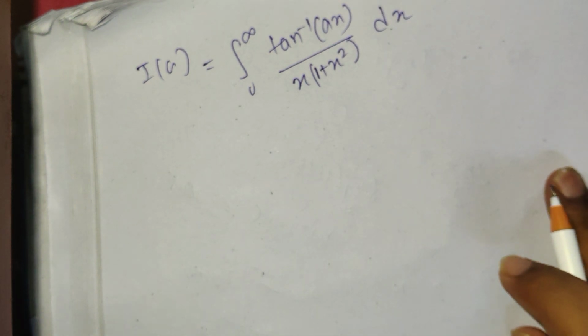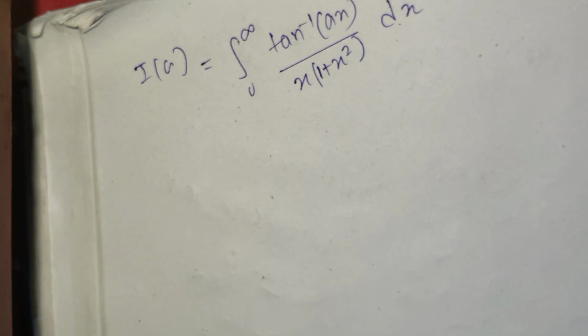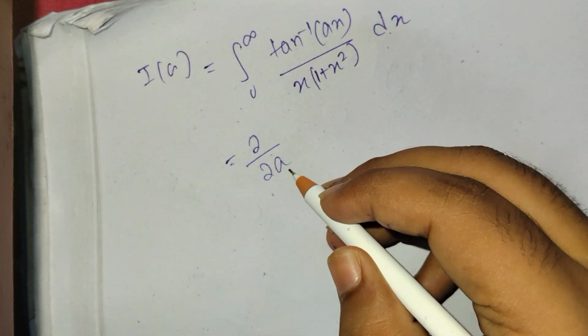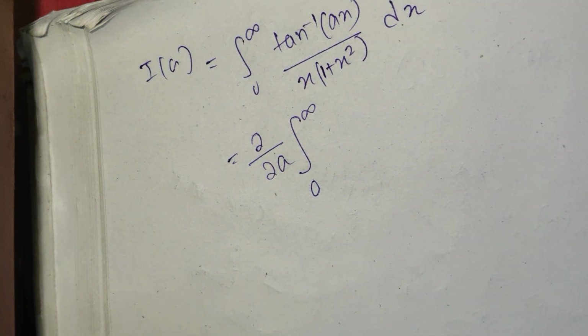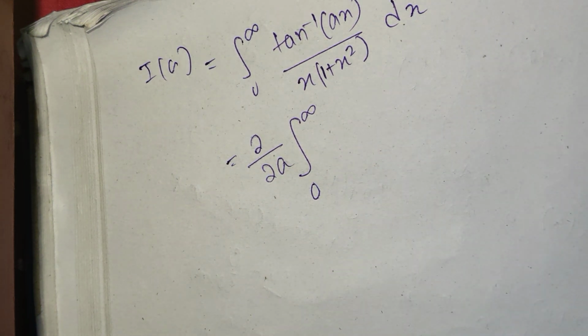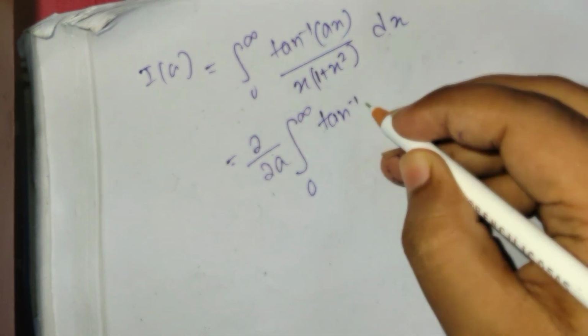In this question you need to find the value of I(a), and the function is looking like that. How can we find it? We have to differentiate with respect to a. Basically the differentiation is partial differentiation. I am not repeating the process; I am just solving the question so that you can understand.